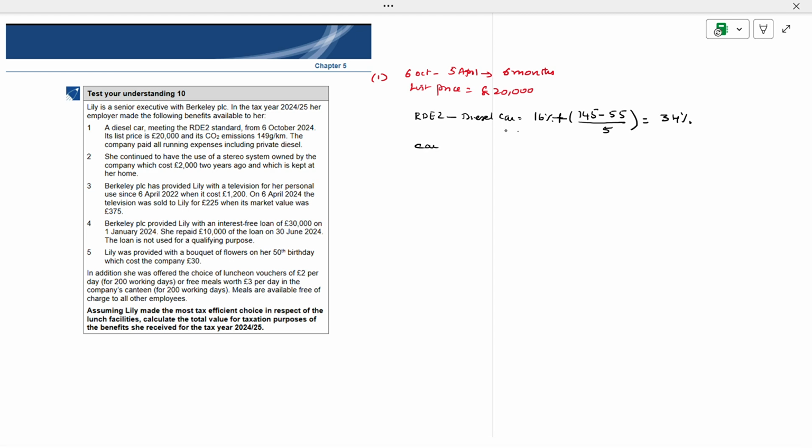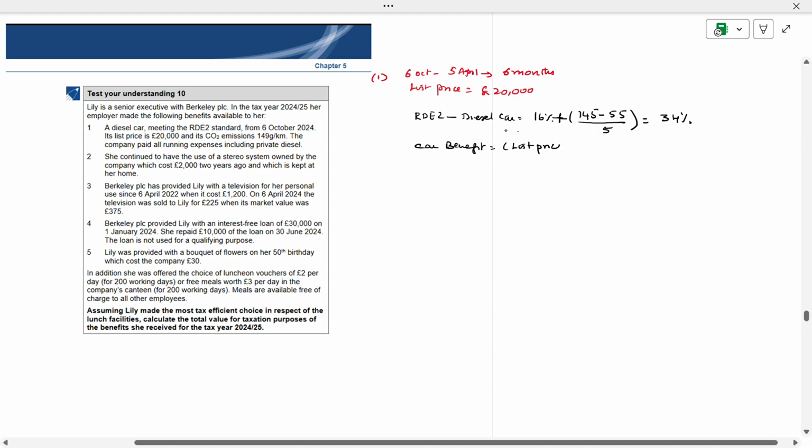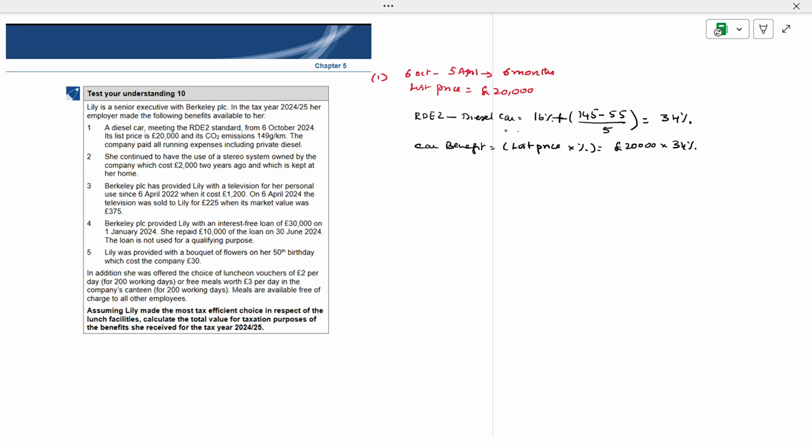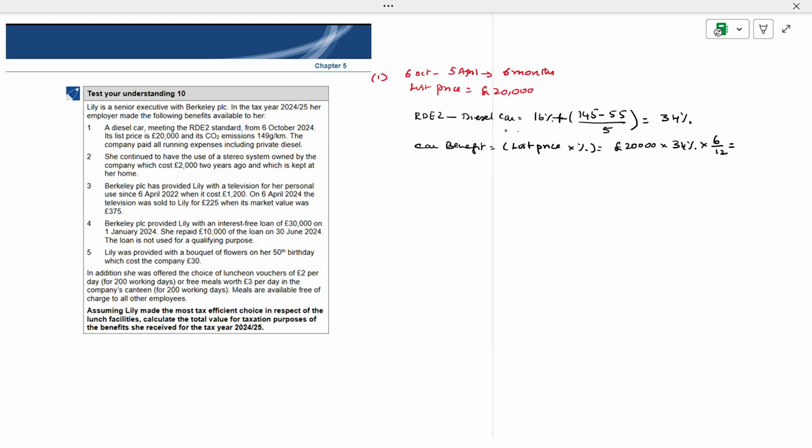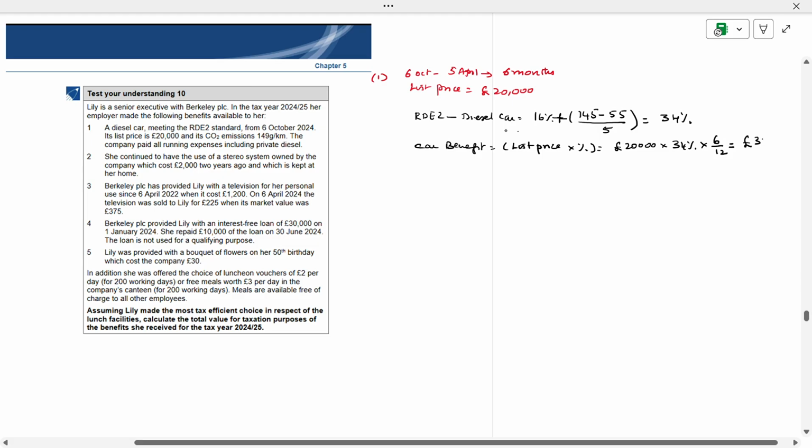Is that the car benefit? How much is the list price? It is list price times percentage. The list price is 20,000 times 34%. Times 34% times 6 by 12, only for 6 months. How much will you get? So 3,400. Okay, 3,400.